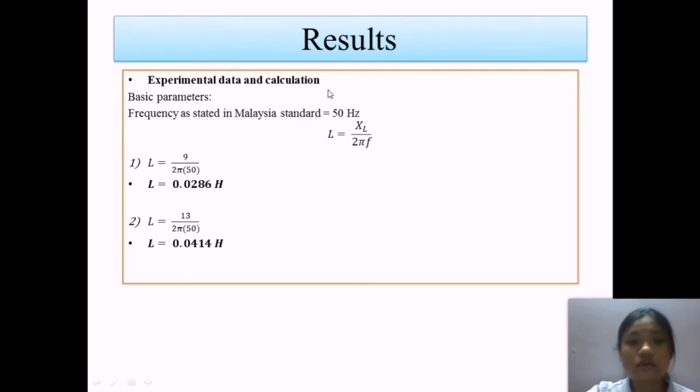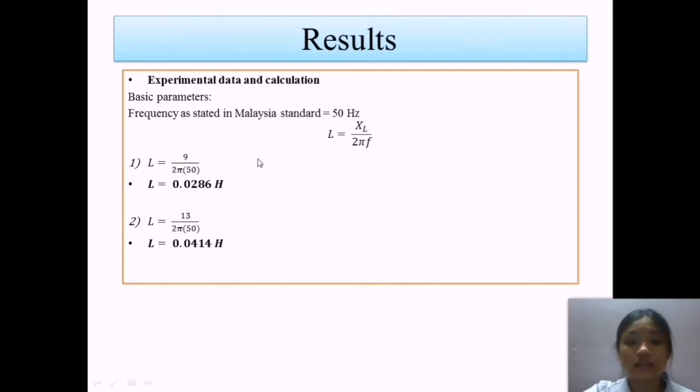And the next is also the result, the second category, which covers the experimental data and calculations. The basic parameter is frequency, as stated in the Malaysian standard, equal to 50 Hz. I mentioned it before in the methodology part already. So L is equal to XL divided by 2 pi F, to convert the XL to the L. So L is equal to 9 divided by 2 pi times 50, equal to this value. And another is 30 divided by 2 pi times 50, equal to this value.